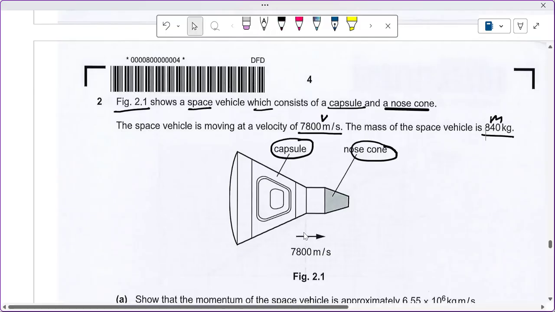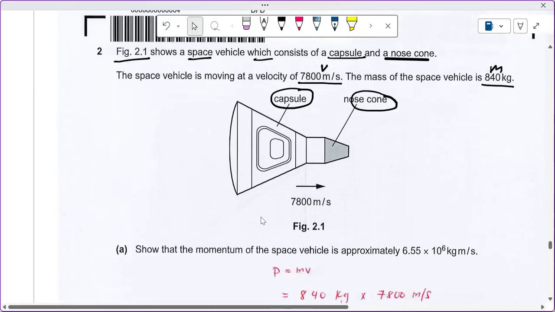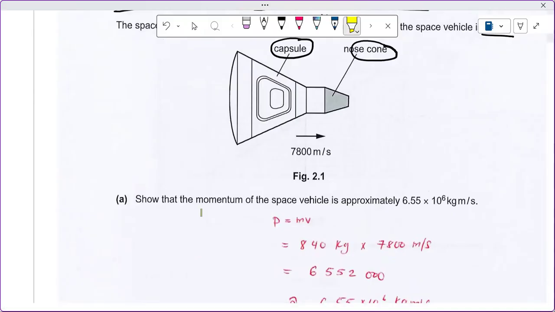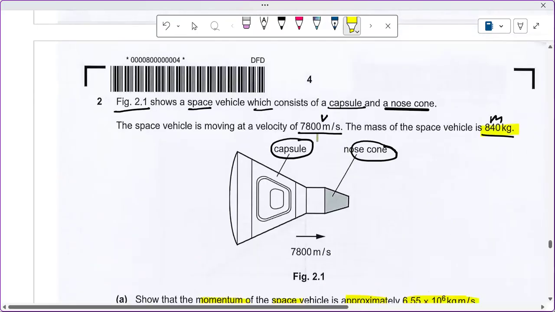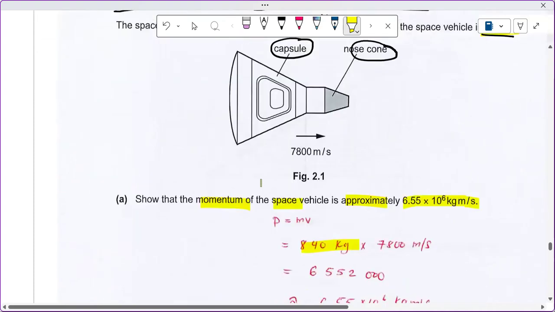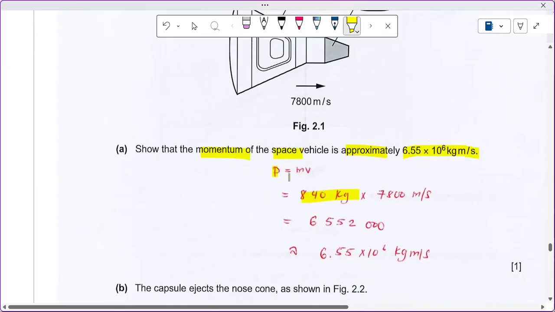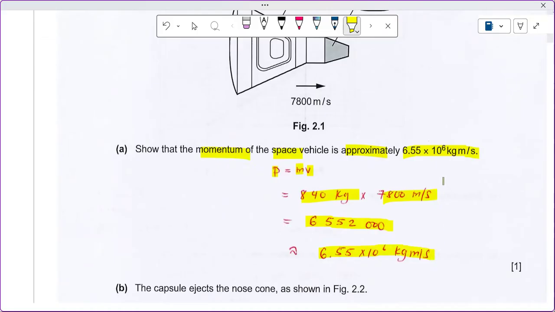Then you could see I'm given an arrow indicating the speed is going that side. Then I'm told here in the beginning, show that the momentum of the space vehicle is approximately 6.5 times 10 to the power of 6 kilograms meters per second. So I'm told what the mass was, and I know it's 840, and I'm told what the speed was. So with the two, I can calculate the momentum. Momentum equals, which is lowercase p, m for mass, v, and then you multiply the two to get 6,552,000, which if you write in standard form, will be 6.55 times 10 to the power of 6 kilograms meters per second.